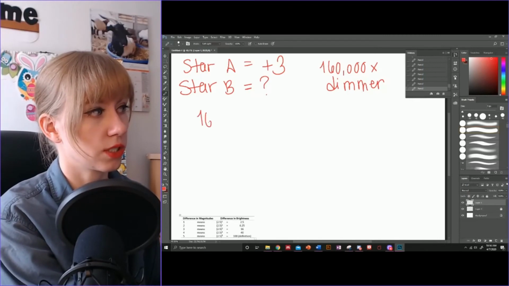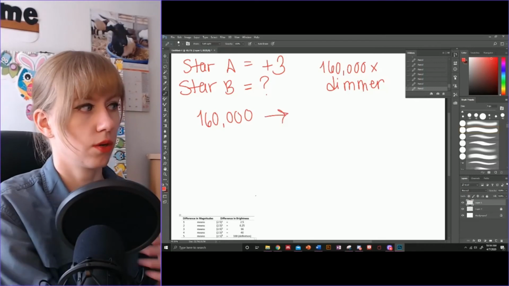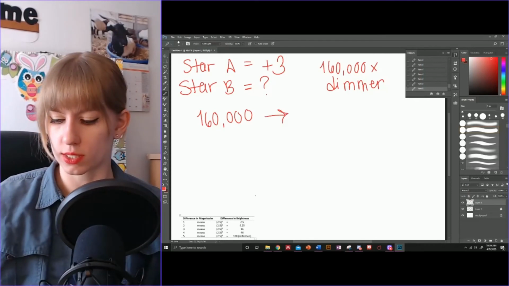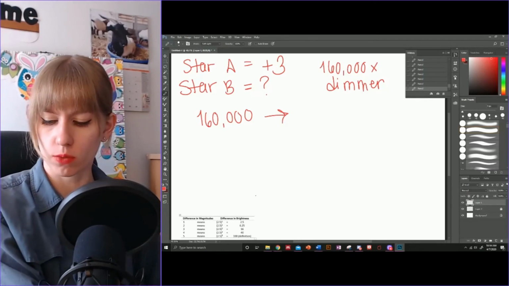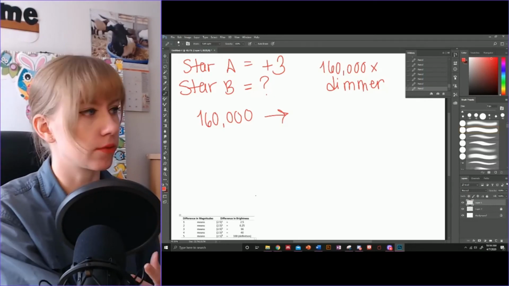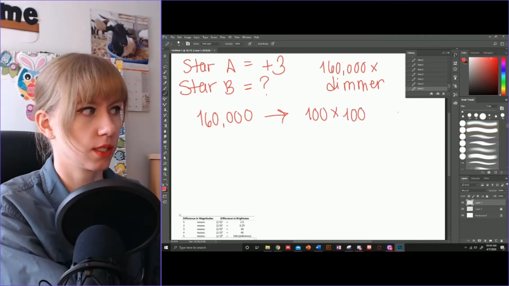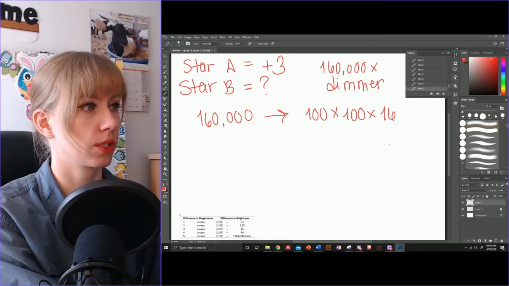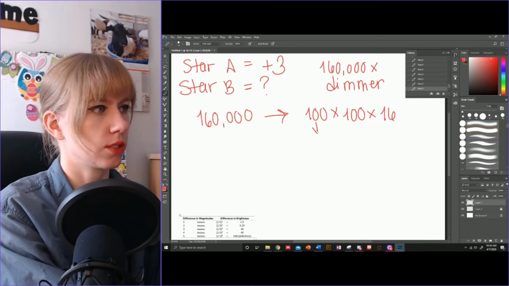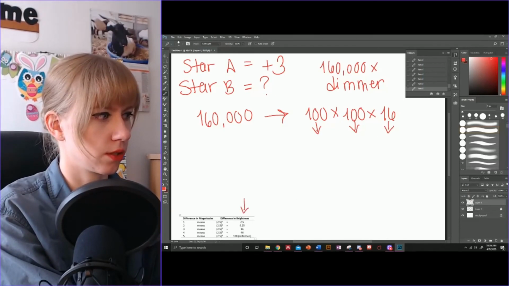Again, 160,000 is not on our chart, so we need to break it down. What times what is going to be 160,000? Well, let's think about that. Well, 100 times 100 times 16, right? 100 times 100 is going to equal 10,000, and times 16 will actually give us 160,000, believe it or not. Well, what do each of these come to when we put them in exponential form? Because again, those are on here.